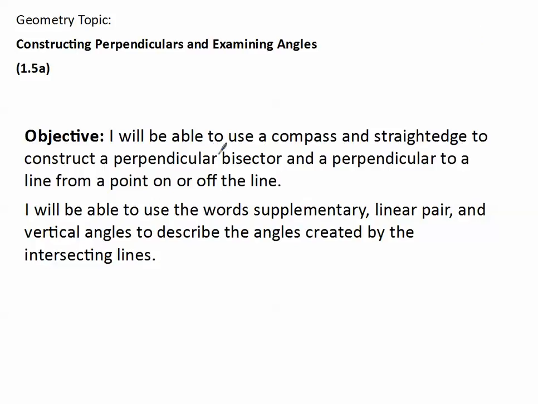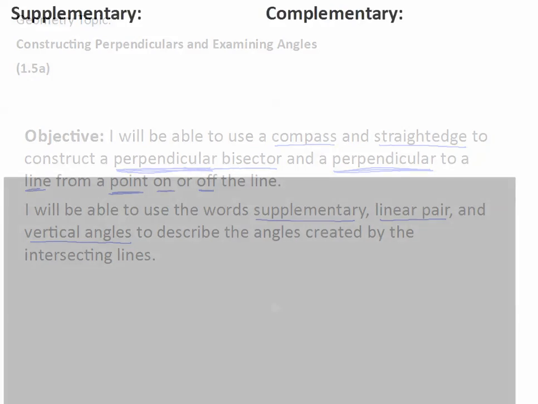Today our goal is to be able to use a compass and a straight edge to construct a perpendicular bisector. We've done that before, but we didn't call it perpendicular bisector. We're going to apply that to constructing a perpendicular to a line from a point on or off of the line. We're also going to be able to use the words supplementary, linear pair, and vertical angles to describe the angles created by the intersecting lines that we will be constructing.